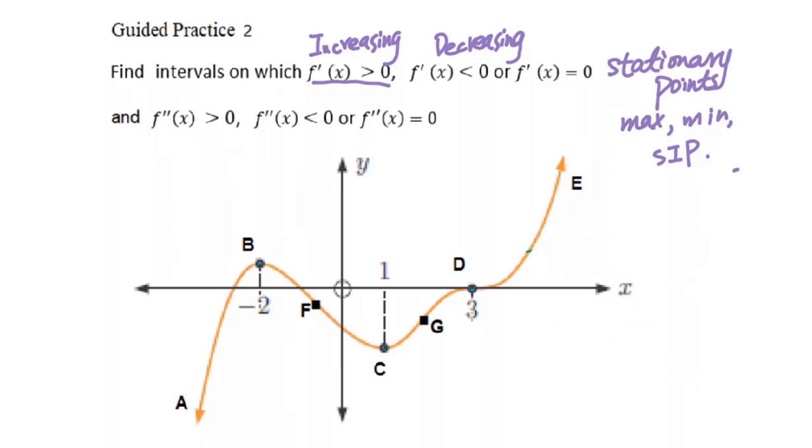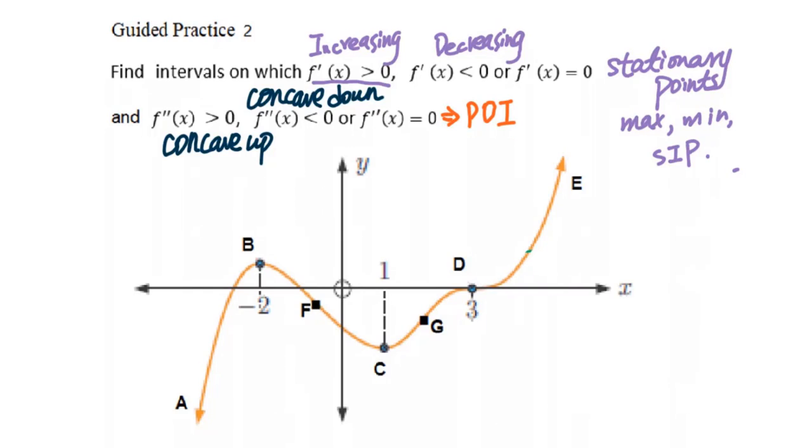For the second derivative, it's dealing with the concavity of the curve. Therefore, when the second derivative is greater than 0, that means concave up. When the second derivative is negative, that's concave down. When the second derivative equals 0, you will find the point of inflection.